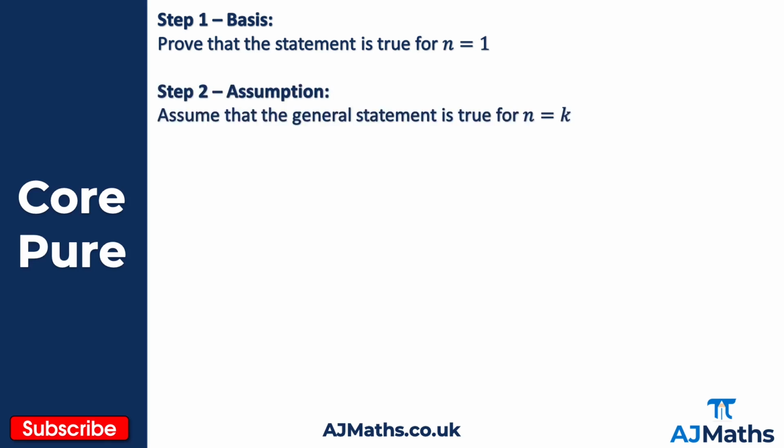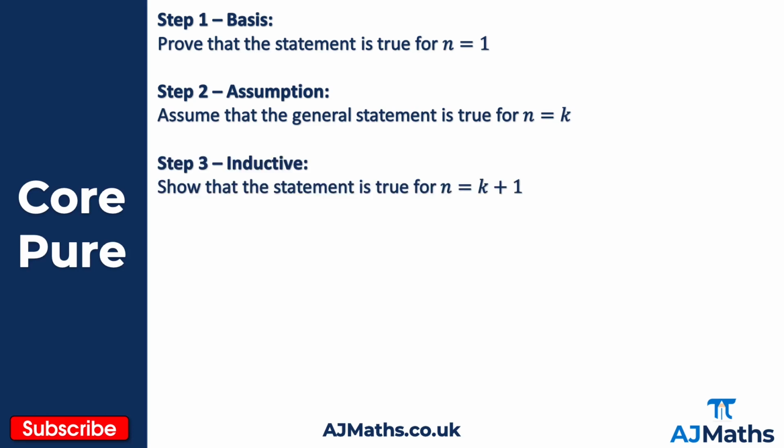Step 2 then, we have the assumption step, and again, this is pretty straightforward. We just assume that the general statement is true for n equals k. So this is important now, step 2, because it helps us massively with step 3. So what do we have here for step 3? Well, we have the inductive step. So now what we're going to do is show that the statement is true for n equals k plus 1.